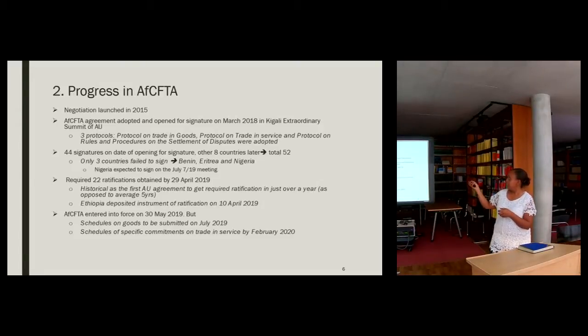The agreement needs 22 ratifications to enter into force. That was obtained in April. So this is a historical document in a sense that it's the first African Union document to get the required number of ratifications within about a year, as opposed to others which took about 5 years. Ethiopia is one of the countries that has ratified this agreement. So the agreement entered into force as of May 30, 2019.